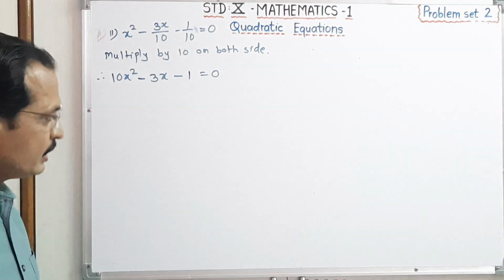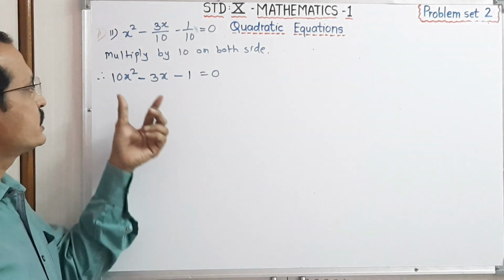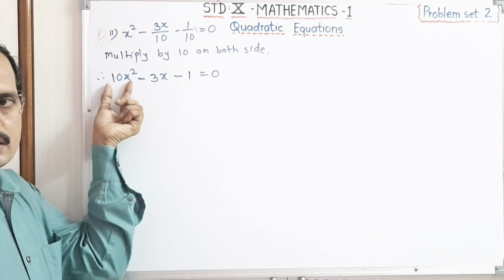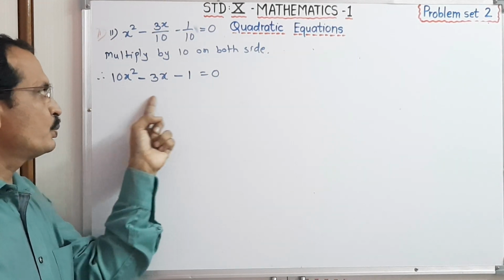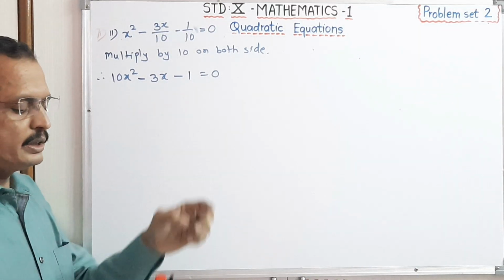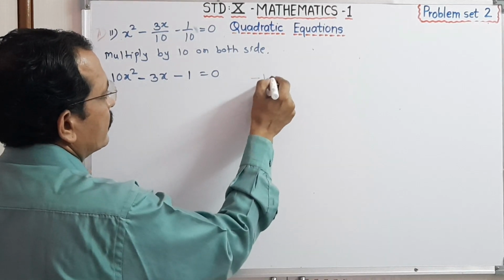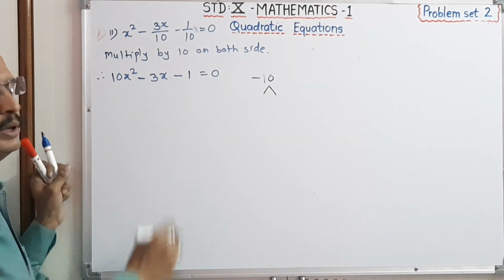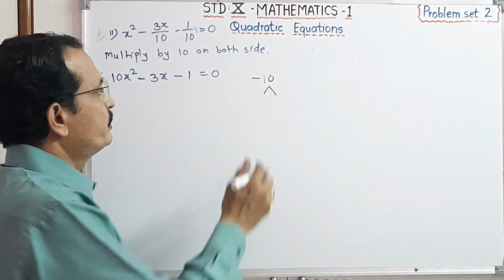This is a quadratic equation in standard form. Now see here, the coefficient of the quadratic term is other than 1. Here it is 10. Therefore multiply this 10 with the constant term. It is minus 10. And now we have to find the factors of minus 10 whose subtraction should be 3.